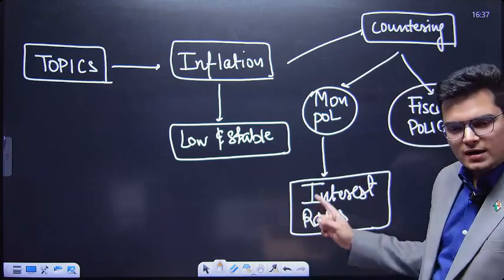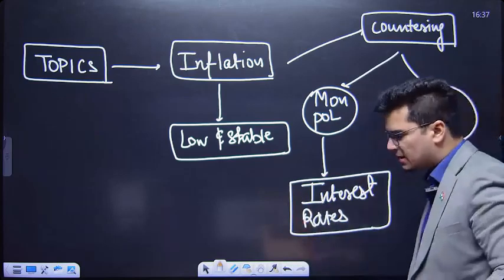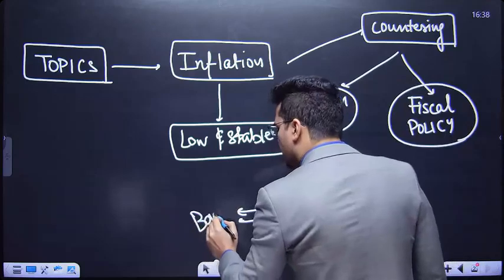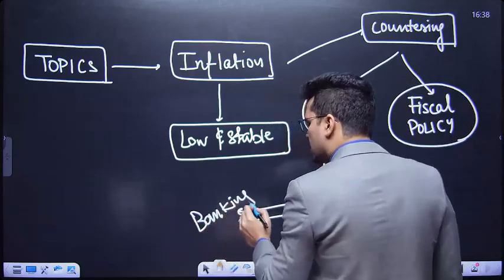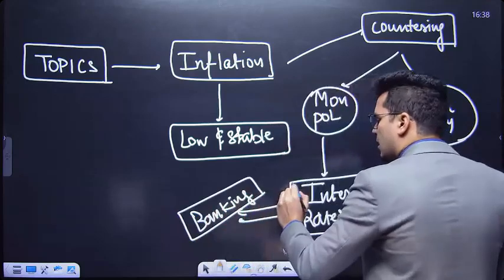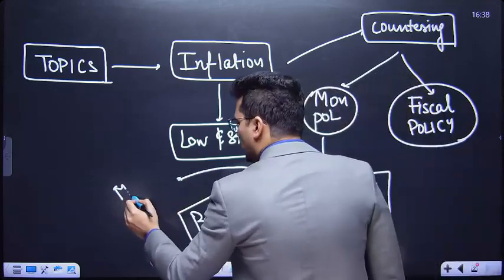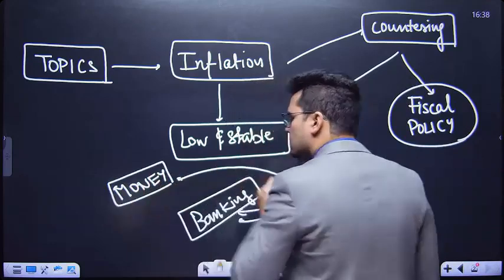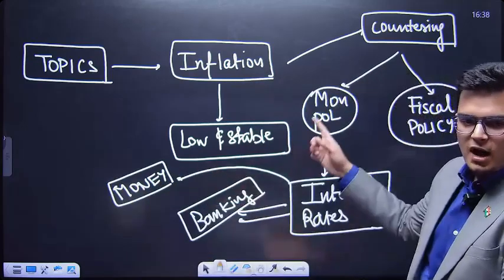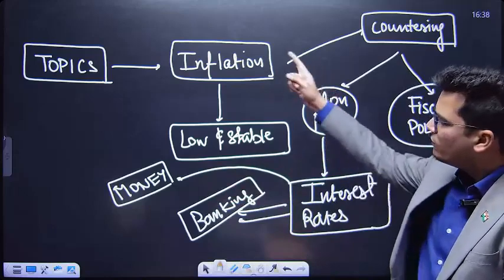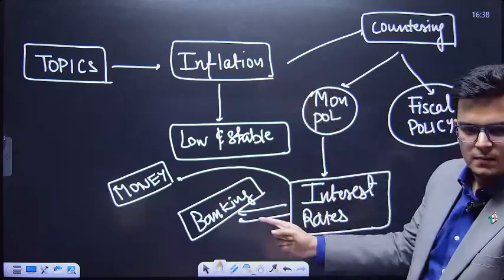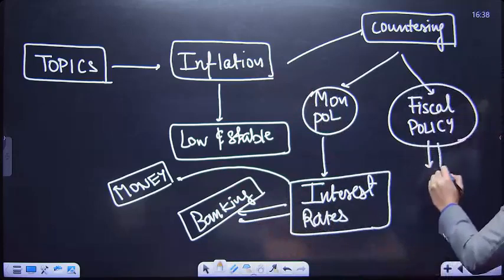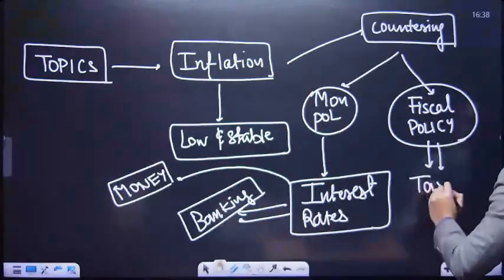So when we look at interest rates now, this gets related to another chapter of banking. How do banks operate and how does money operate? So what is money, how does money operate, and how do banks operate? So money, banking and monetary policy along with inflation we are going to read. Now along with this we are also going to read fiscal policy. Fiscal policy mainly was about taxation.